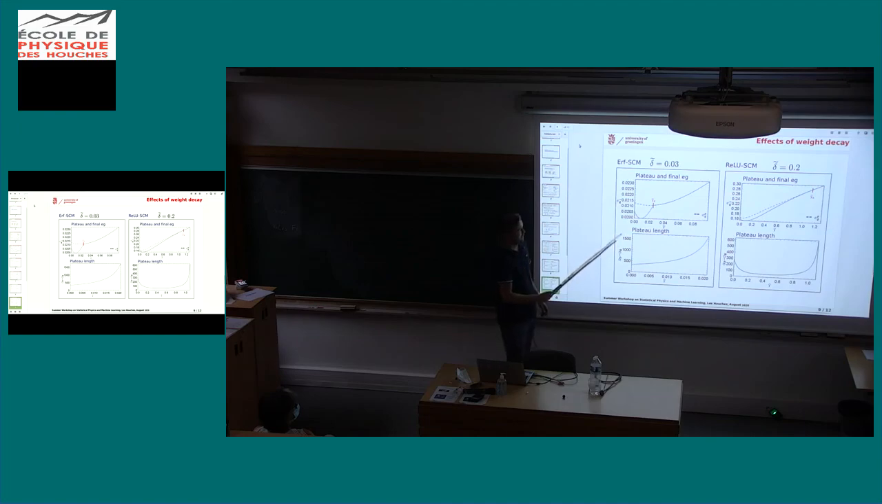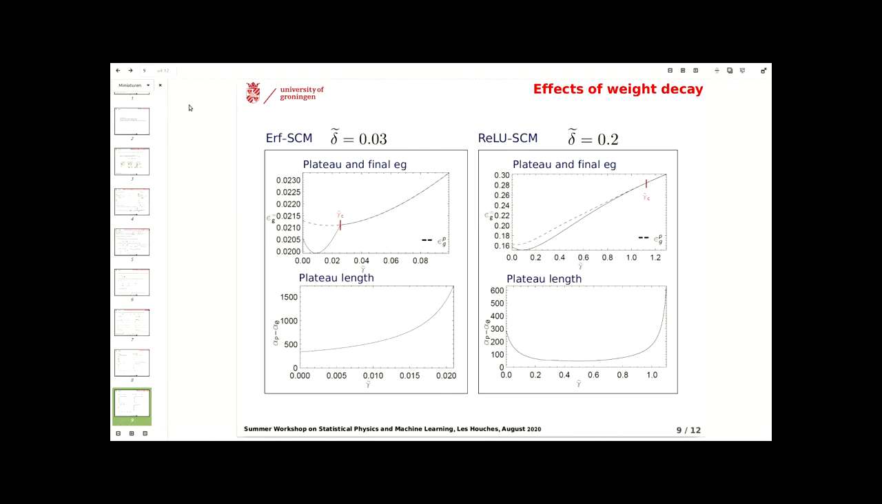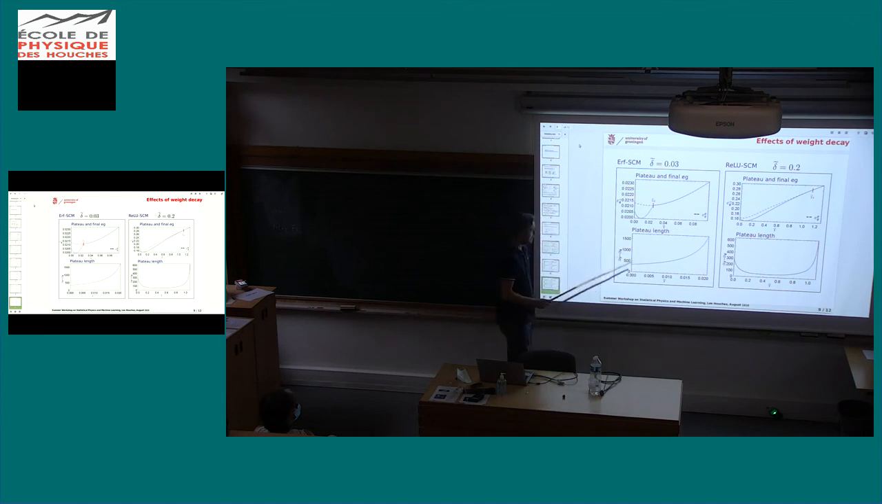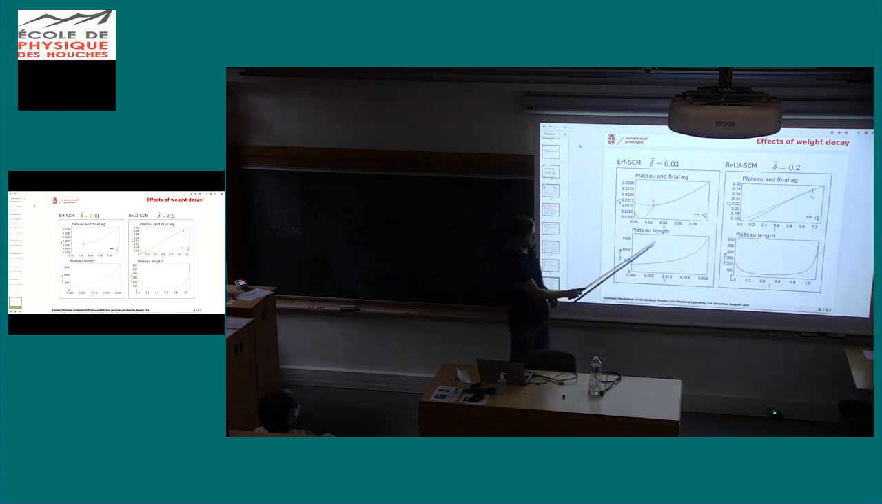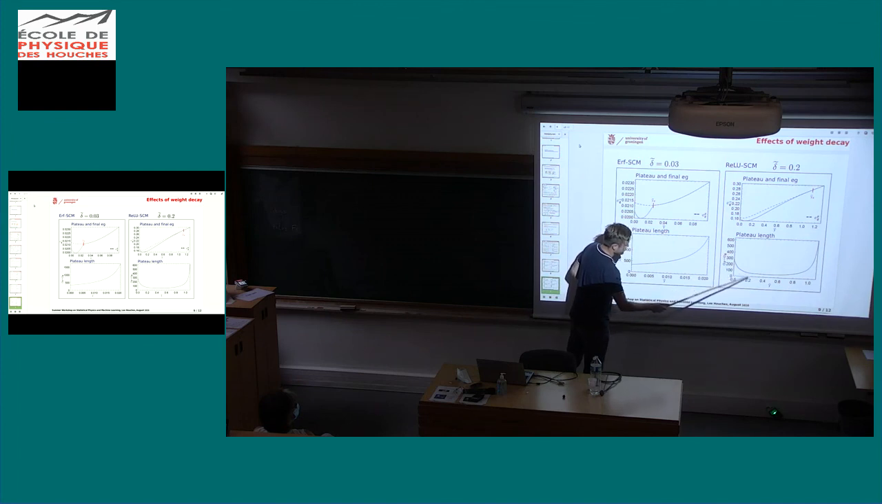What we saw for the behavior if one introduces weight decay is quite different for the two SCM. So for both SCM, introducing a small value of weight decay can improve the final generalization error potentially, but the Erf SCM system quickly loses its ability to specialize, which is not the case for the ReLU SCM. It's more robust to the setting of the weight decay. But I think what's more interesting is that in the Erf SCM, introducing a weight decay always increases the plateau length, while it significantly reduces the plateau length for the ReLU SCM, even for optimal values of weight decay.